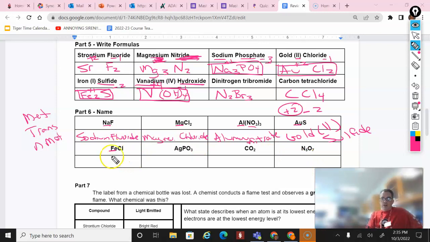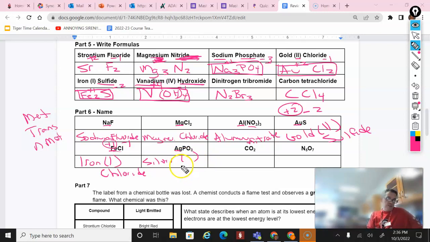Same thing for the next one. Iron is a transition metal, needs parentheses, iron chloride. So which iron do I have? Well, if I use my periodic table, chlorine is -1. Since there's no numbers in the bottom, that means that -1 needs to be perfectly balanced out with a +1. And if I write +1 above iron, I need to put a 1 in parentheses. Excellent job.